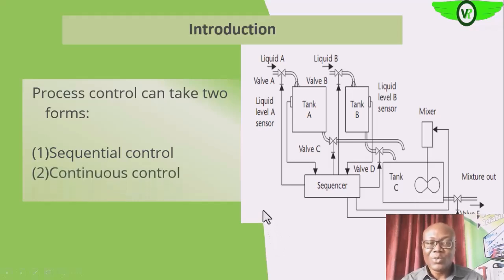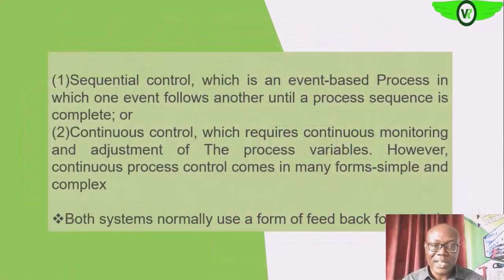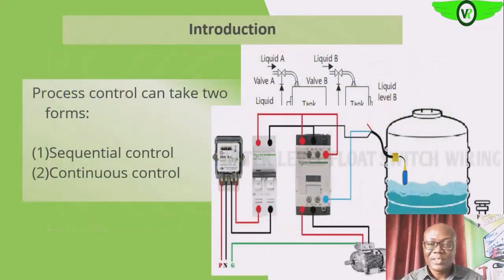So we also have the continuous process control. In the continuous process control, the process variables are monitored continually, and adjustment to the process variable is also done continually. So this is a simple continuous process like what we have in the level control in a tank.